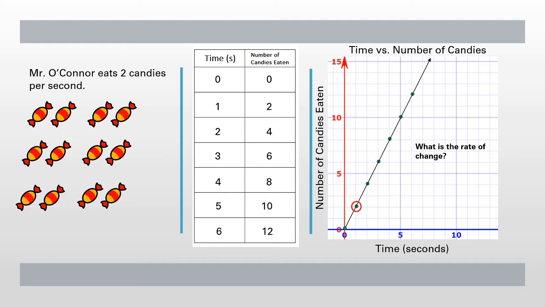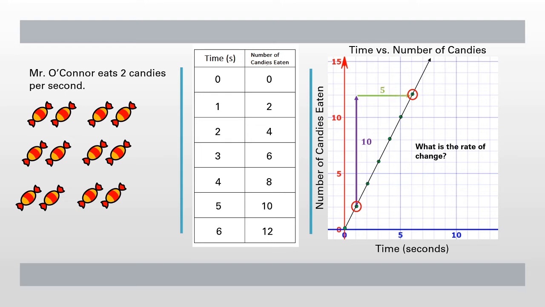So for this one, I'm going to use the point (1, 2) and the point (6, 12). I could use any combination of 2 points I can clearly identify all along the line, and I would get the same answer. Now that I've identified my 2 points, I can draw my right triangle between them. Here you can see my rise and my run.